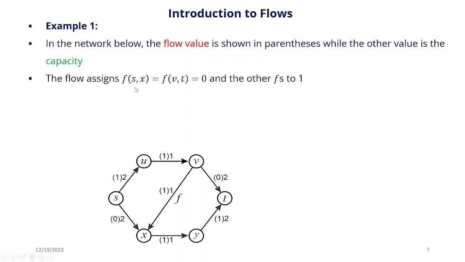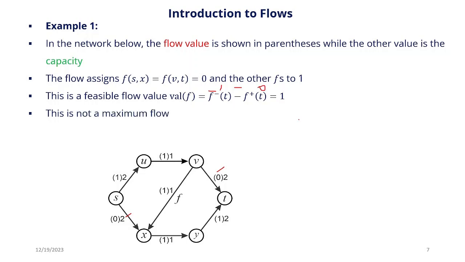So this particular flow assigns for the arc SX, which is the same thing as VT, a value of 0. And the other flows are assigned 1. So you see this is 0, this is 0, and the rest of them are 1. This is a feasible flow. And we can see that the value at the sink is inflow, which is F minus, that is 1, minus outflow. Of course, nothing flows out of a sink, 0, and that's what gives us that 1.